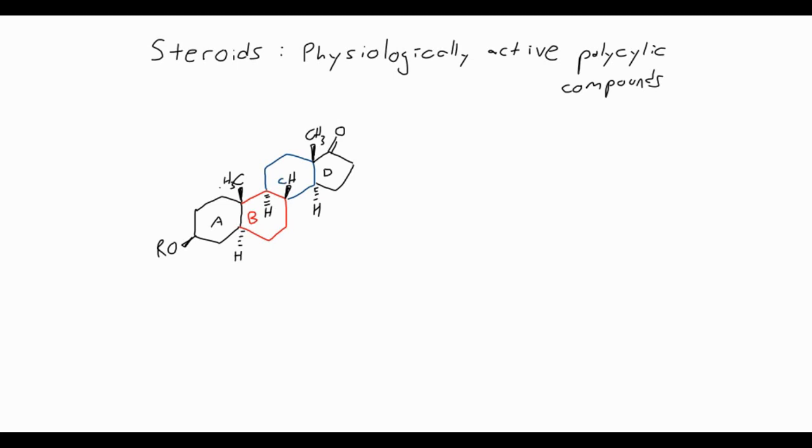And the important thing to remember or to recognize is that all rings, so A, B, C, and D, are fused in a trans fashion. So remember, trans is going to give us those equatorial substituents, and it will overall be the most stable. So most steroid rings are fused trans to give us that extra stability instead of cis.